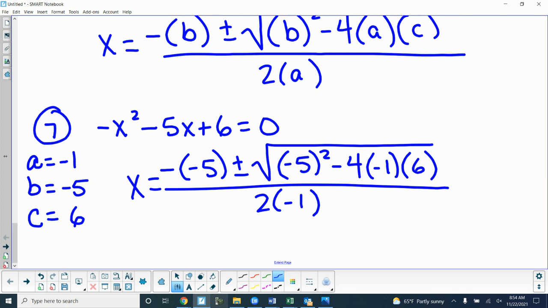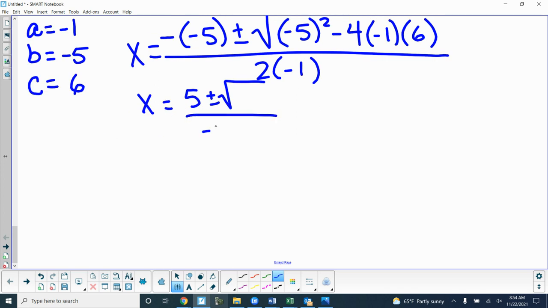I remember a was negative 1. All right, since I got a negative out front of that negative 5, it's actually a positive 5. And then 2 times negative 1 is negative 2. All right, so negative 5 squared is 25. Negative 4 times negative 1 is positive 4, times 6 is a positive 24. 24 plus 4, 25 and 24 is 49.